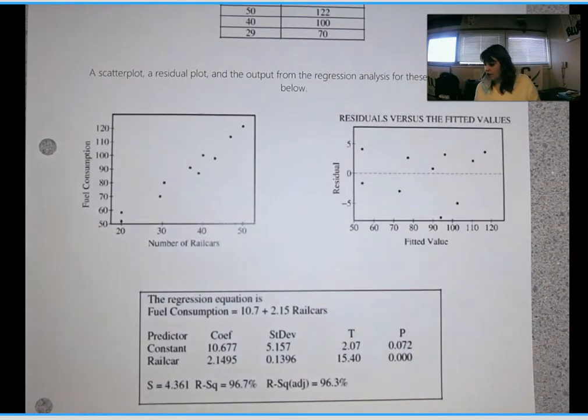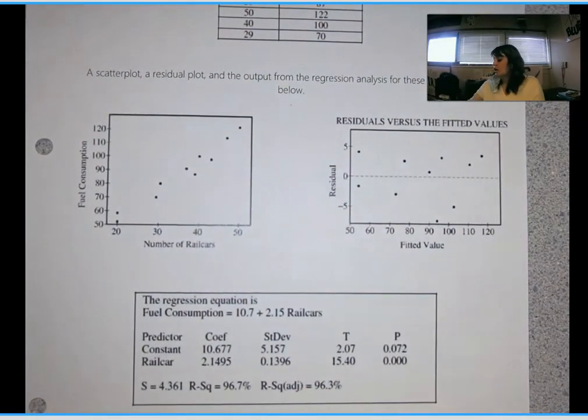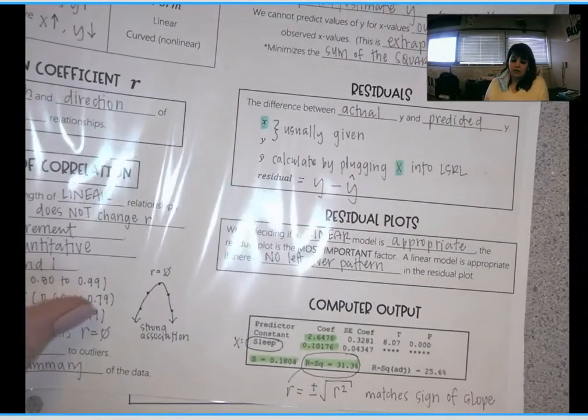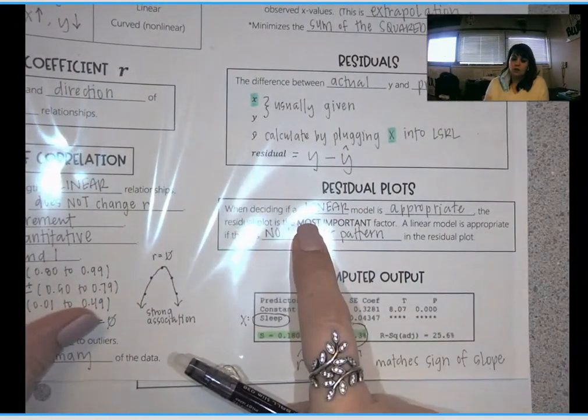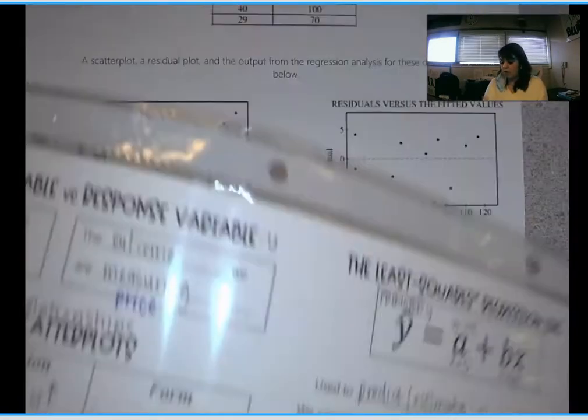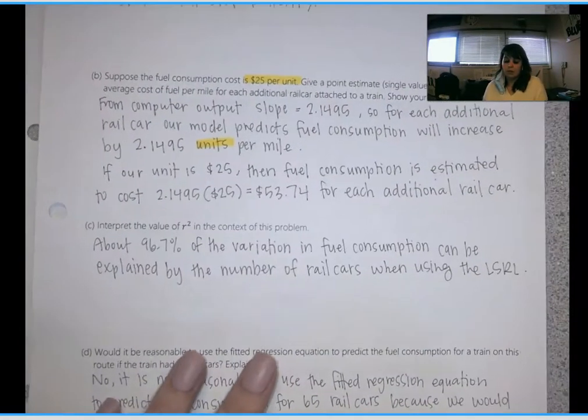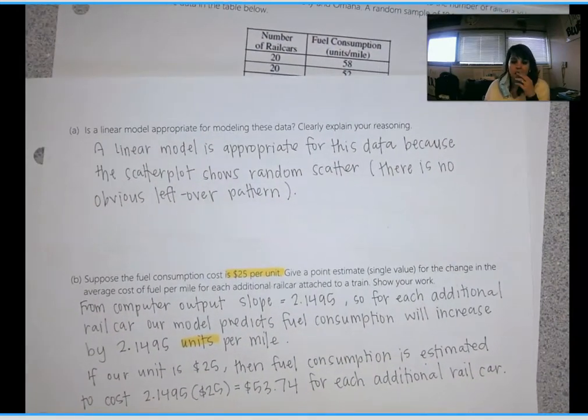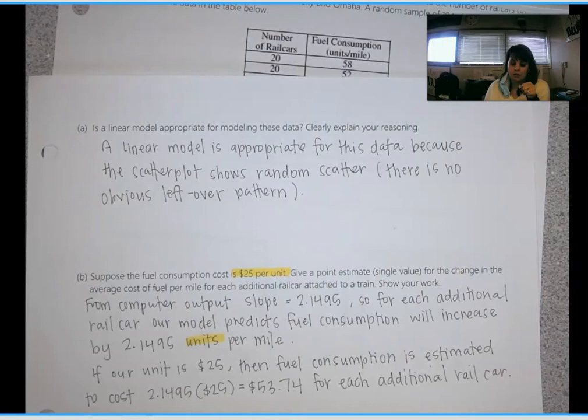They want us to start by determining whether a linear model is appropriate for this data. We've talked many times about how when you are determining if a linear model is appropriate, the residual plot is the thing that you want to be talking about. So I have a linear model is appropriate for this data because the residual plot shows random scatter. And in parentheses I have there is no obvious leftover pattern. It doesn't matter how you phrase it, as long as you are saying that there's no leftover pattern in the residual plot, so you know that a linear model is appropriate.